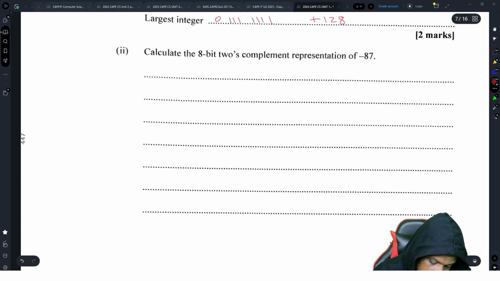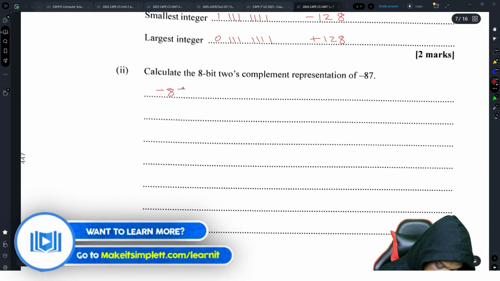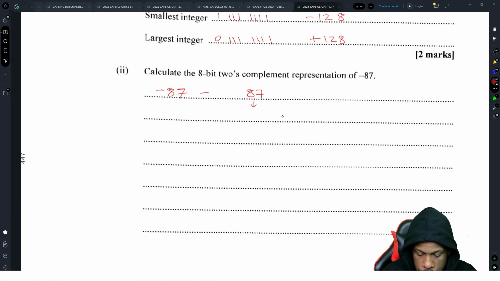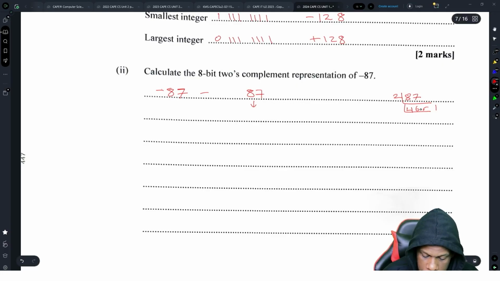Okay, cool. Calculate the 8-bit 2's complement of negative 87. We start off with negative 87 and take out the sign, so we get 87. 87 in binary: I'm going to divide by 2. 2 into 87 is 43 remainder 1. 2 into 8 is 4, 2 into 7 is 3 remainder 1.